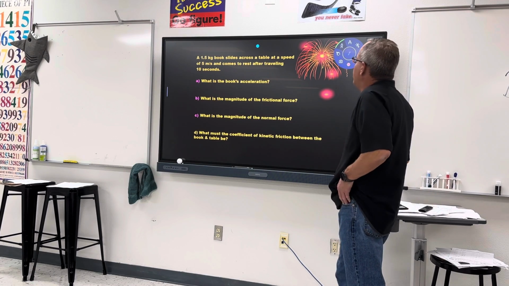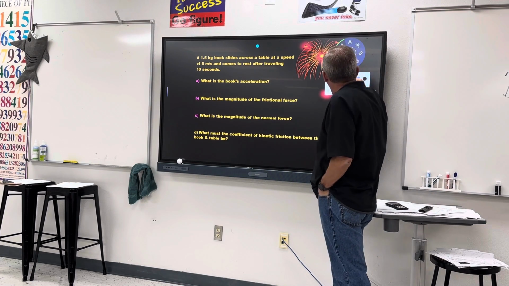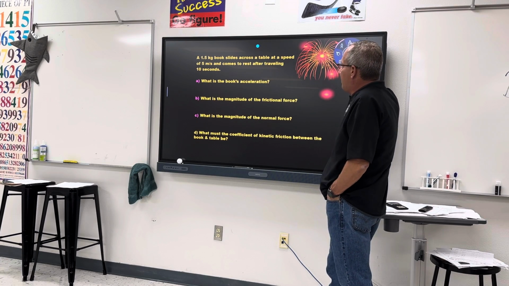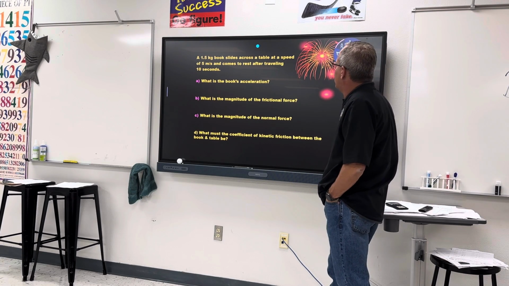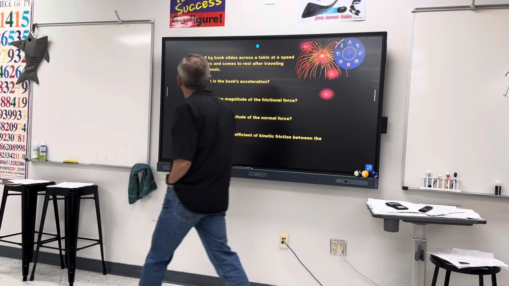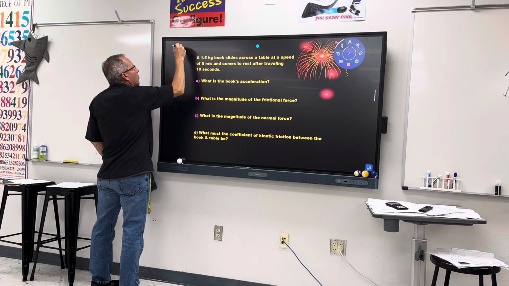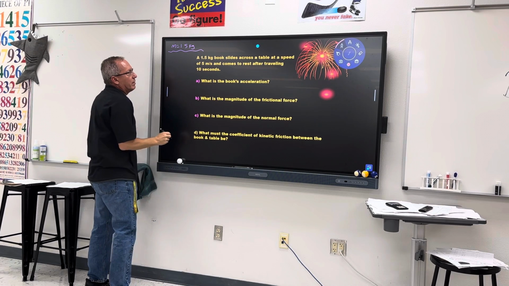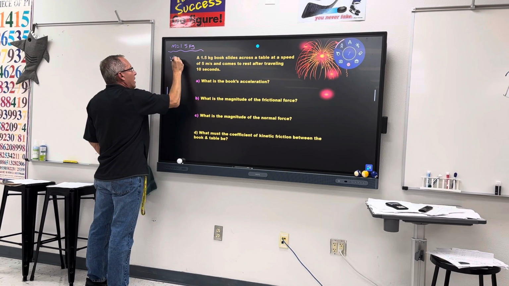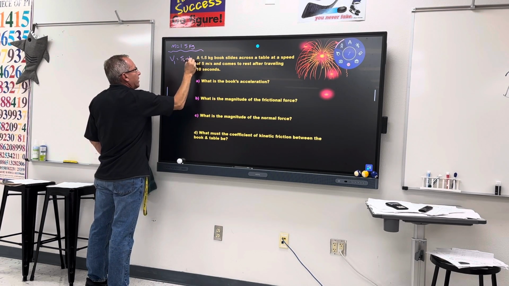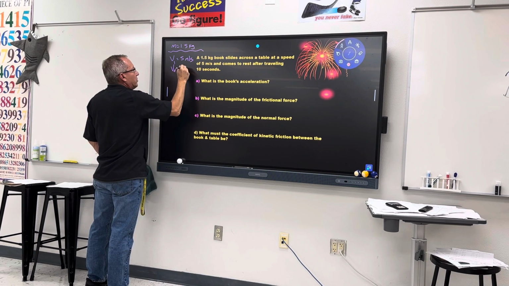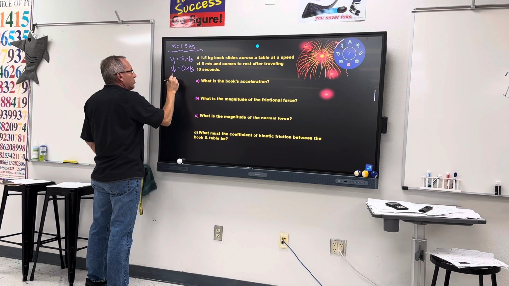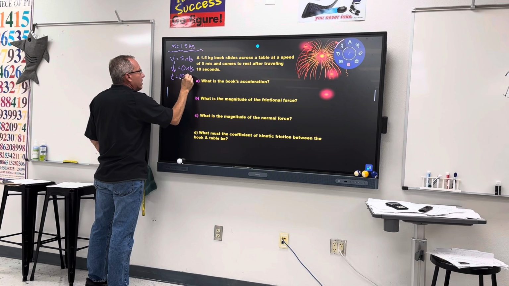A 1.5 kilogram book slides across the table at 5 meters per second and comes to rest after traveling 10 seconds. What's the book's acceleration? I have mass equals 1.5 kilograms. I'm going to put that on hold for a bit. I have an initial velocity equals 5 meters per second, a final velocity equals 0 meters per second. It tells me time equals 10 seconds. It's looking for acceleration equals question mark.